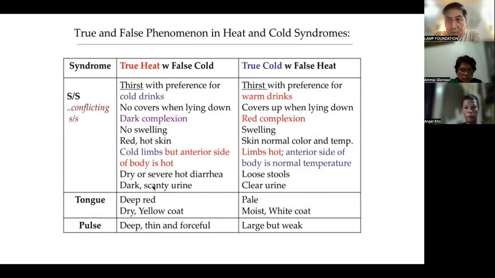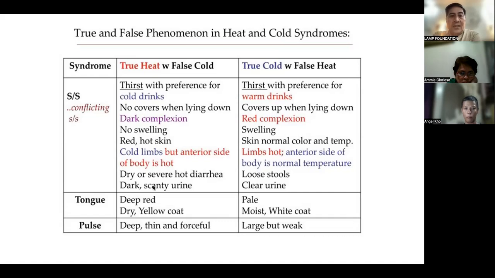Okay. True and false phenomenon in heat and cold syndromes. True heat with false cold. So conflicting signs and symptoms. Okay. You will always meet this kind of patients. Kaya dapat marunong ka tumingin sa dila saka sa feel sa pulse. Thirst with preference for cold drinks. Pero mainit siya. No covers when lying down. Dark complexion. No swelling. Red hot skin. Cold limbs, but the anterior side of the body is hot, because the anterior is yin.